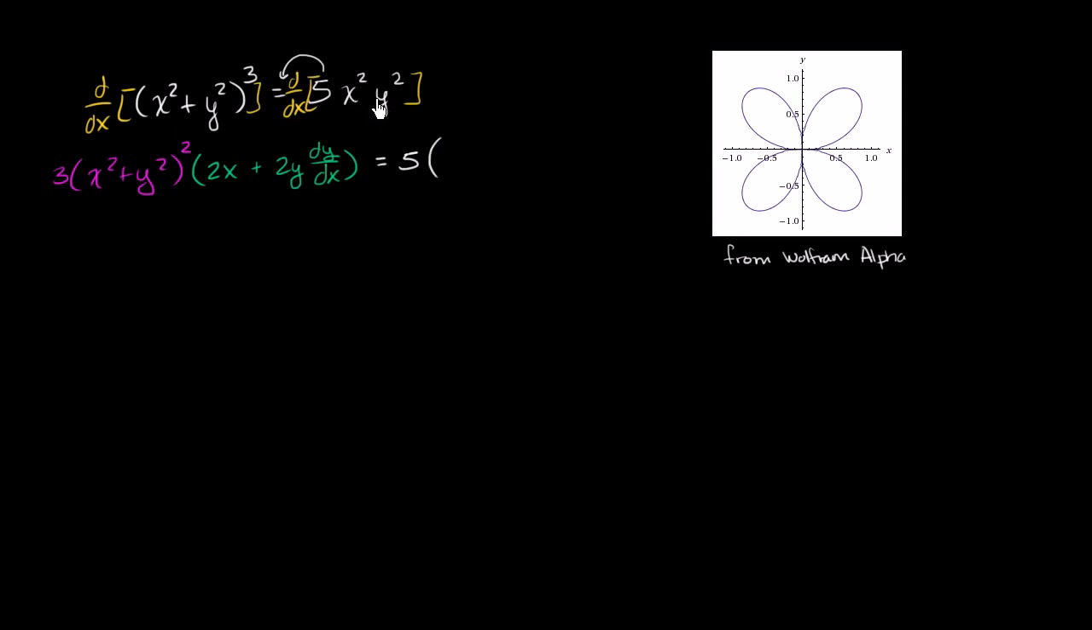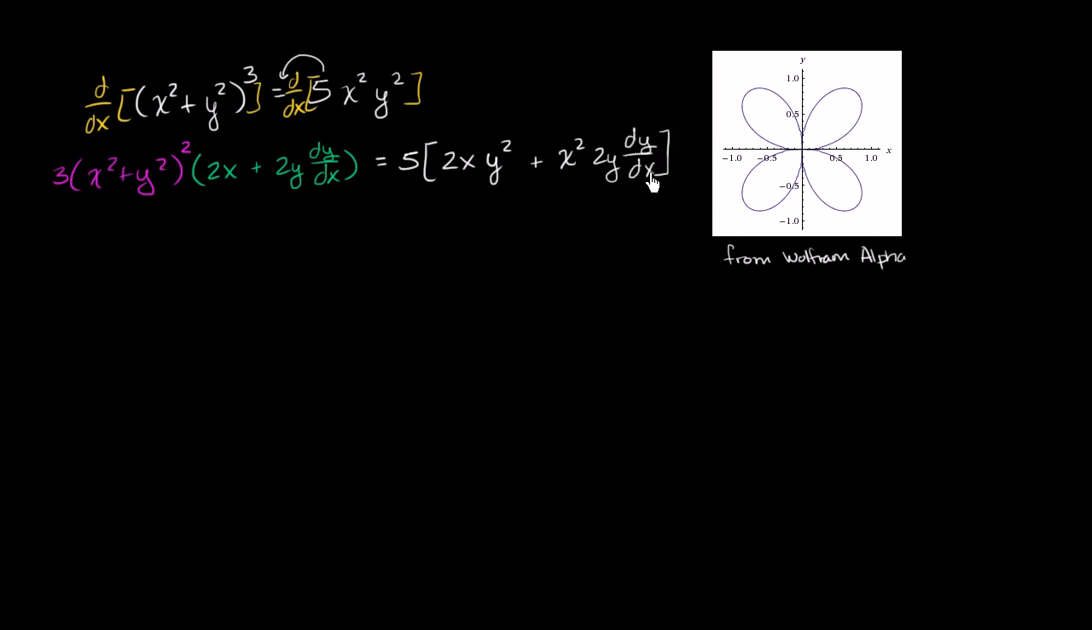And now we can apply the product rule. So it's going to be 5 times the derivative of x squared, which is just going to be 2x, times y squared. So that's just the derivative of the first function times the second function, plus the first function not taking its derivative, x squared, times the derivative of the second function. Well, what's the derivative of y squared with respect to x? Well, we already figured it out. It's the derivative of y squared with respect to y, which is 2y, times the derivative of y with respect to x.